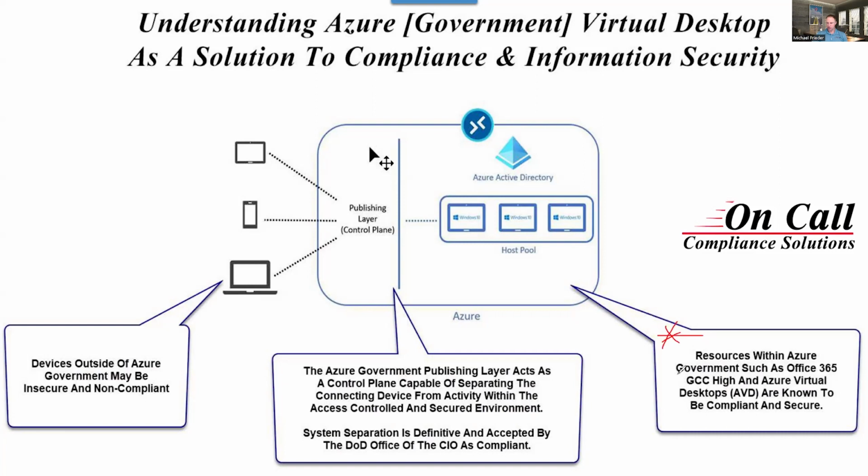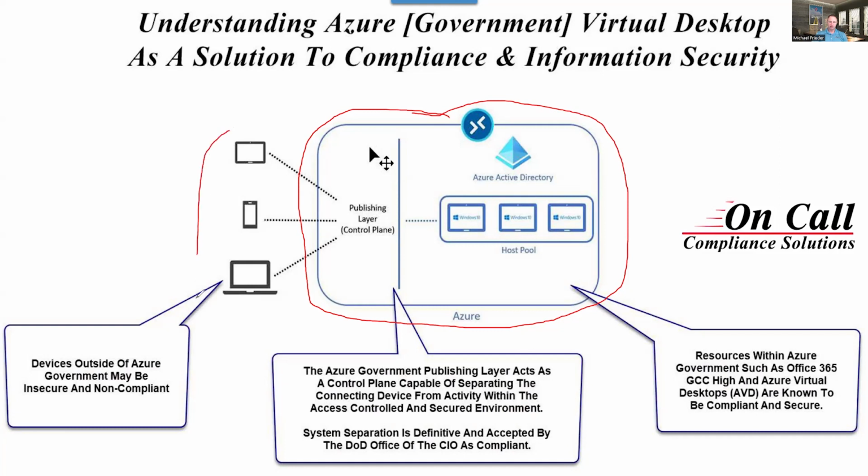Resources within Azure Government, such as Office 365 GCC High and Azure Virtual Desktops, are known to be compliant and secure. Again, this is verified by the DoD Office of the CIO as compliant, or A-OK here. Pretty cool. So again, our goal when we're doing this, if you look at the diagram, is all I want to do is create a nice, awesome, secure bubble. Boom. Secure bubble, everything in here is good to go. Then whatever needs to come in and get resources out of the bubble, that's isolated as well. It's all isolated by this publishing layer and control plane.